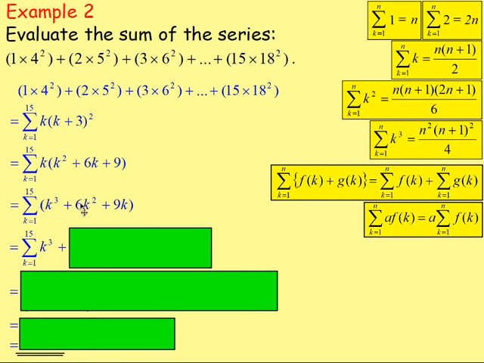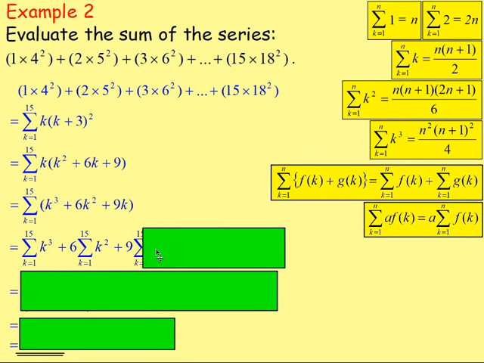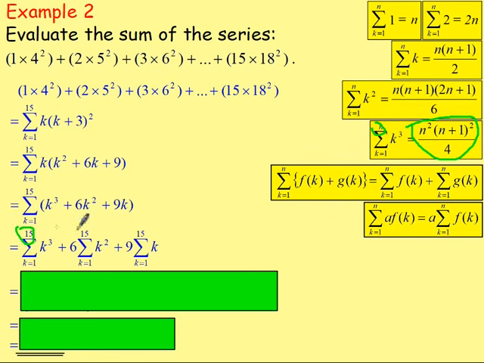plus, and remember, if you have a constant, you can take that to the side. So it'll be 6 multiplied by the sum of k squared, going from k is 1 to 15. Plus 9 times the sum of just k, going from, again, 1 to 15. For the sum of k cubed, you're looking at this, but this time we're replacing the n with 15.